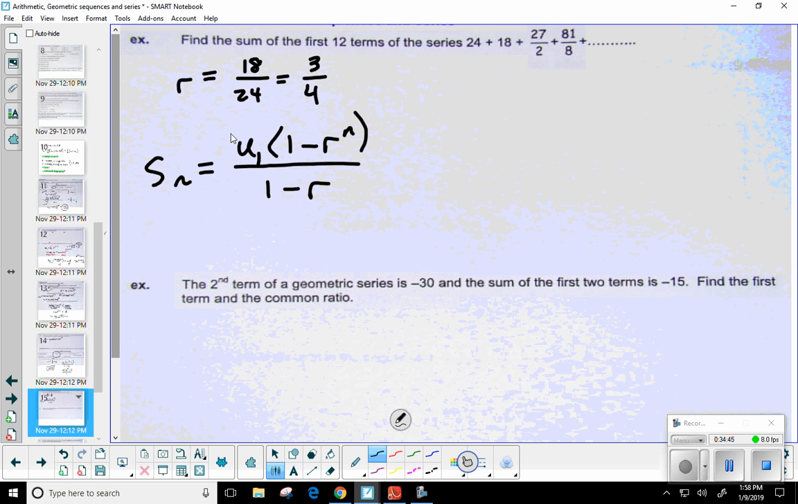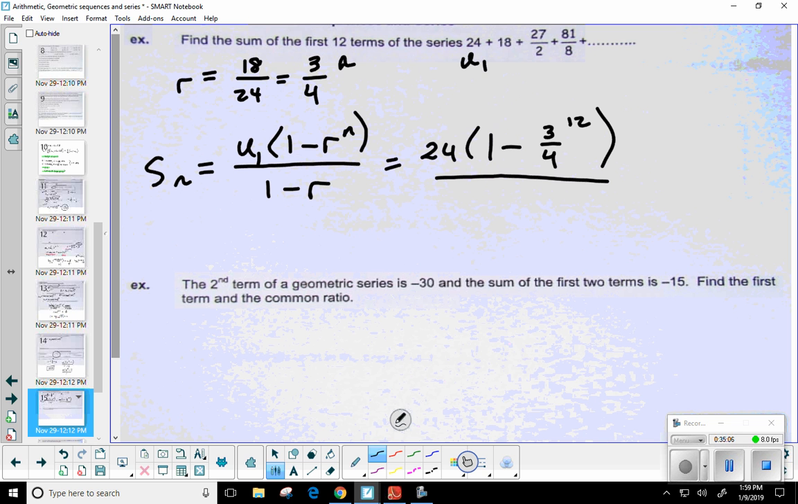Okay, well, we know the first term is 24. That's u sub 1, times 1 minus, we found r to be 3/4. We're going to raise that to what? To the 12th, because we want to add the first 12 terms of the sequence. So that's to the 12th. And then we're going to go ahead and take 1 minus 3/4.